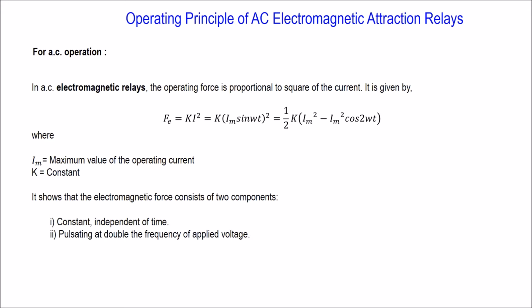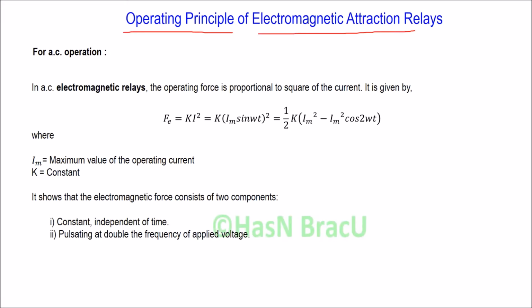In this video, we will discuss the operating principle of AC electromagnetic attraction relay. As you already know, operating force is proportional to the square of the operating current. If Fe is the operating force, we can write Fe is equal to K I square. We can write operating current I as Im sin omega t, and from here we can write sin square omega t is equal to (1 minus cos 2 omega t) divided by 2. Finally, we get the equation of Fe like this.